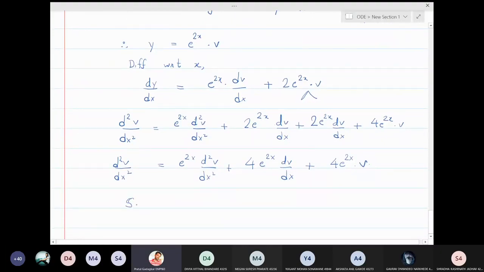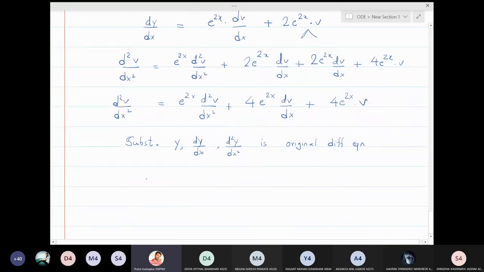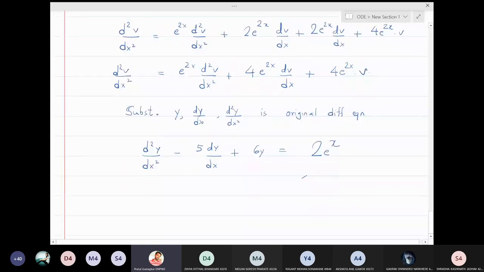This is my expression for d2y by dx square. And what do we do? We substitute y, dy by dx and d2y by dx square in the original differential equation. Original differential equation means the one which was having a right hand side, right? What was that differential equation? d2y by dx square minus 5 dy by dx plus 6y equal to 2 e raised to x. This was the original question.